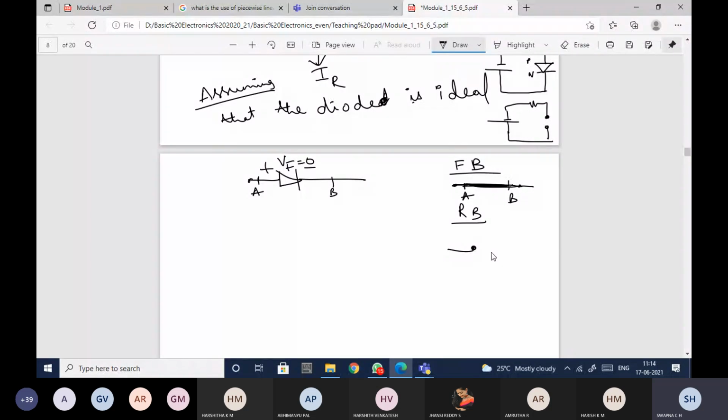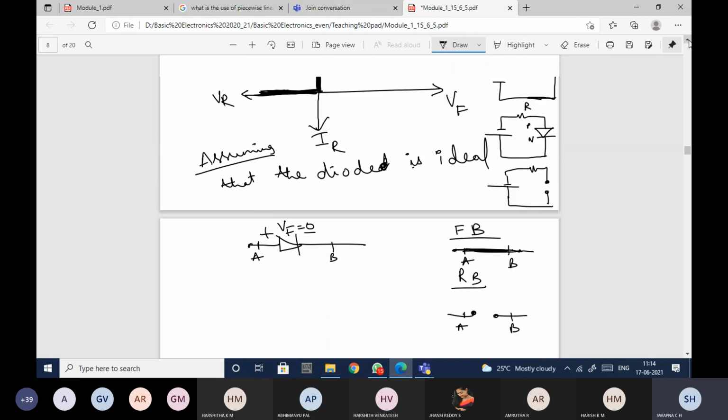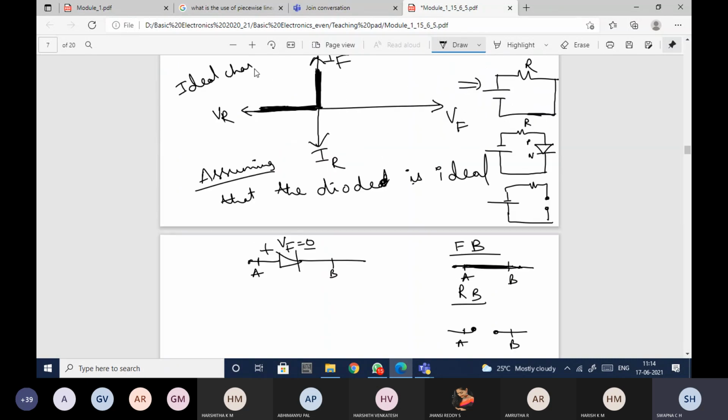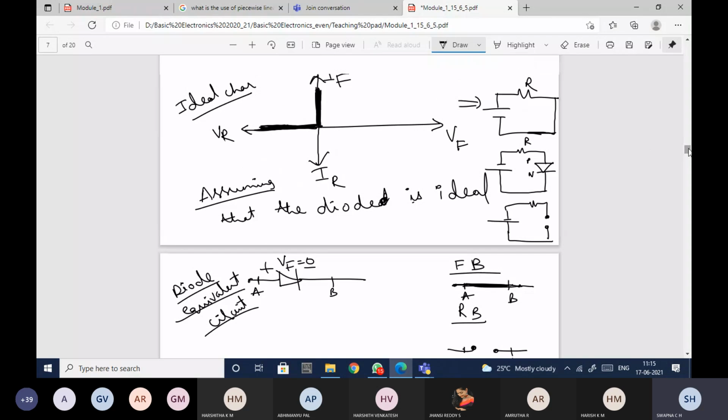It should be open. When it is open, the current will not flow through it. These are the ideal characteristics of the diode, and this is the diode equivalent circuit when it is considered to be the ideal case. Hope this is clear to all of you. So this is the first equivalent circuit, the ideal diode.